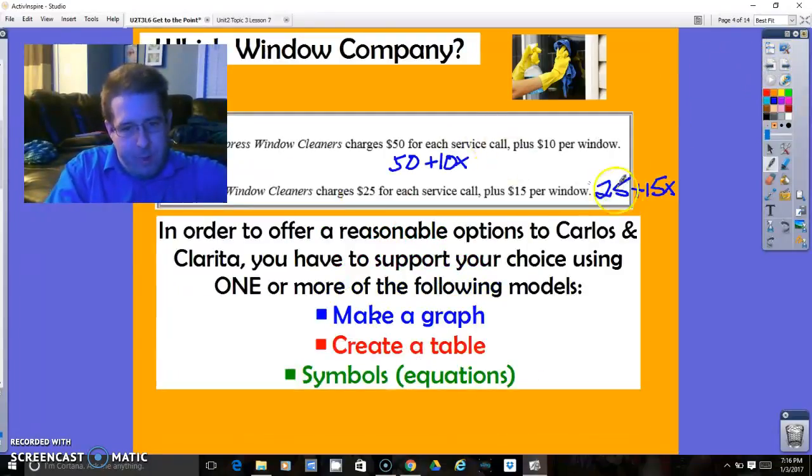Okay, so there you go. In order to offer a reasonable option, you have to support your choice using one or more of the following models. So I think I just basically described everything there for you. If you've got lots of windows, you want to go with option 2. If you've got not a, wait, I said that backwards. If you've got lots of windows, you want to go with this one because you're paying less per window. And if you've got not a lot of windows, you want to go with this company.